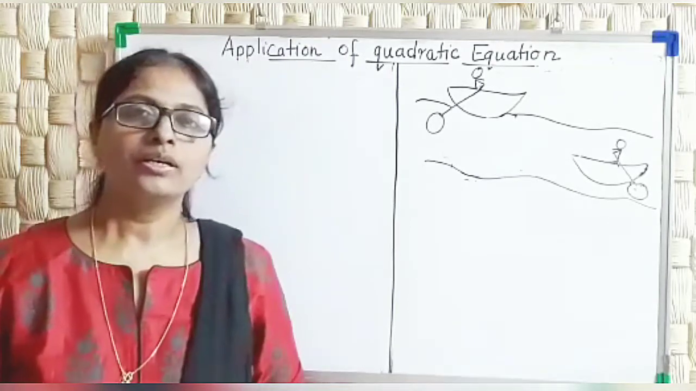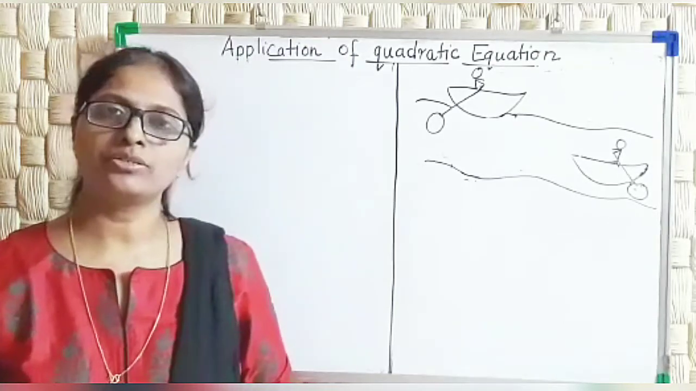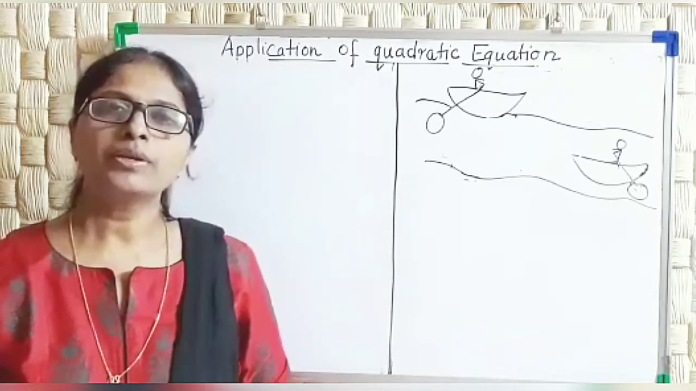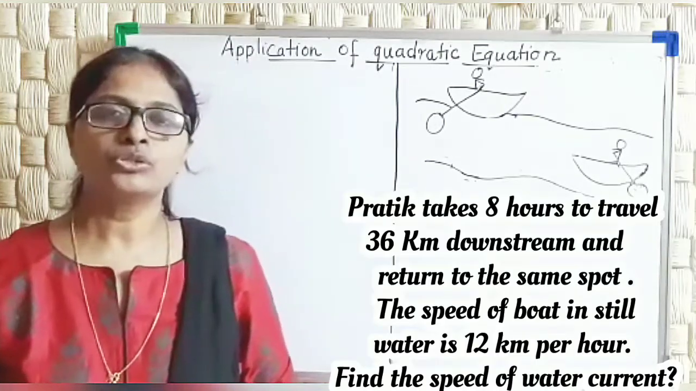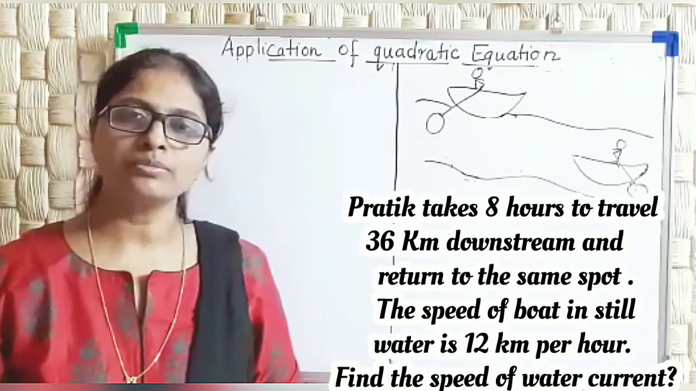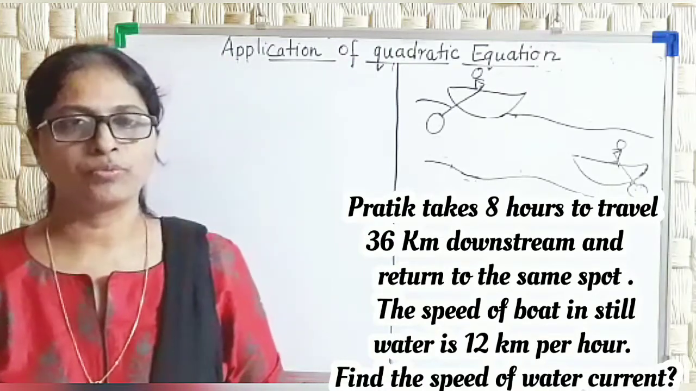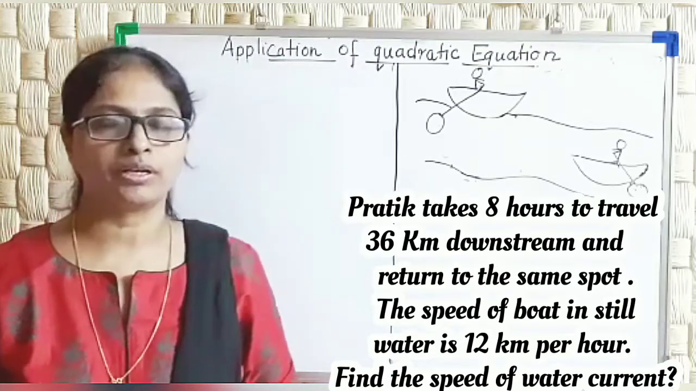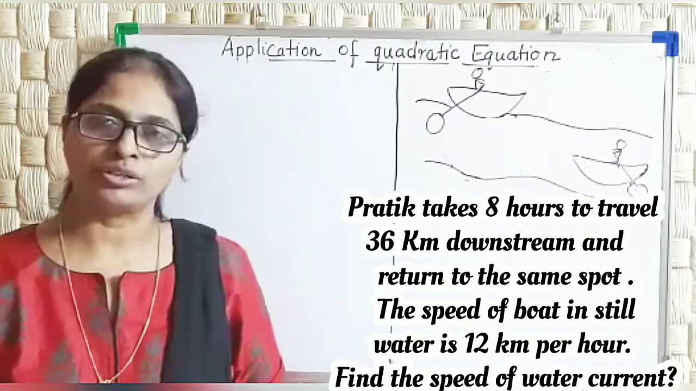Hello students, let us solve certain problems based on quadratic equation. Let's see what is the question here. Pratik takes 8 hours to travel 36 km downstreams and return to the same spot. The speed of the boat in still water is 12 km per hour. Find the speed of water current.